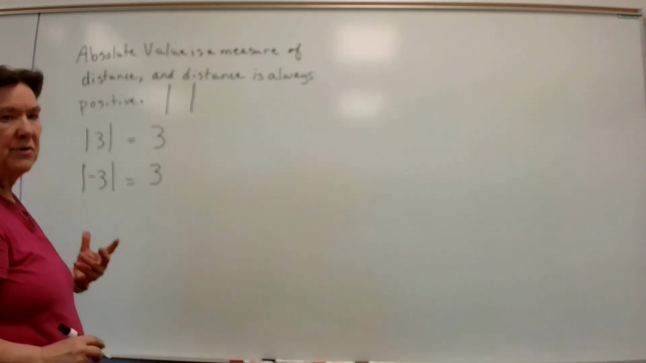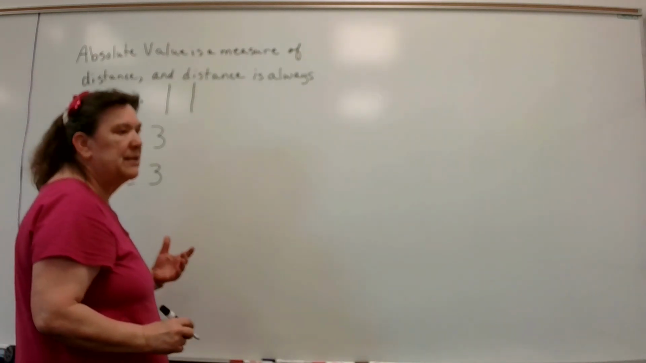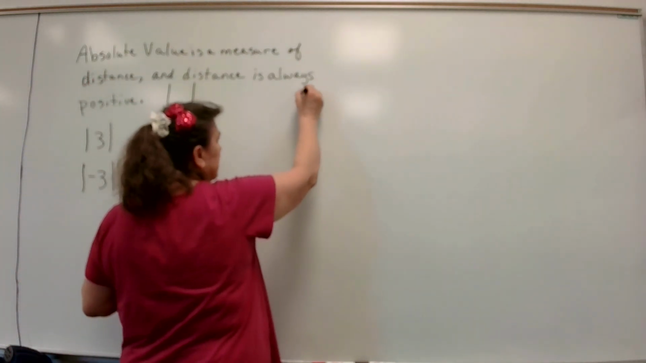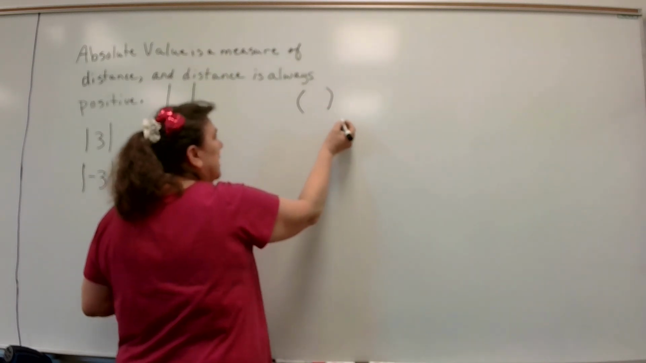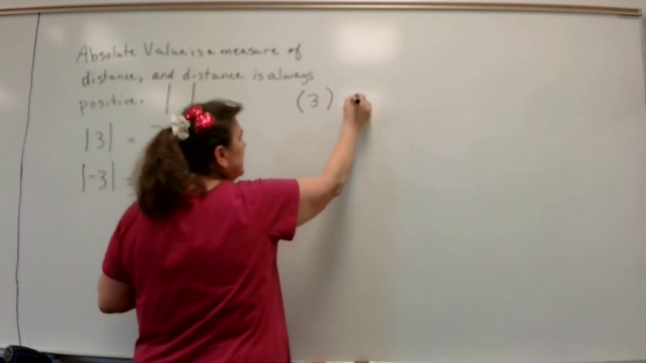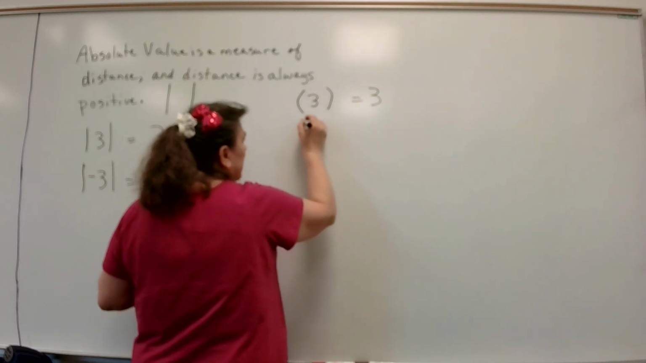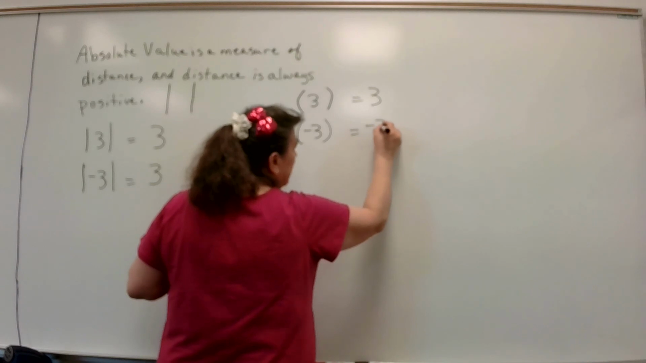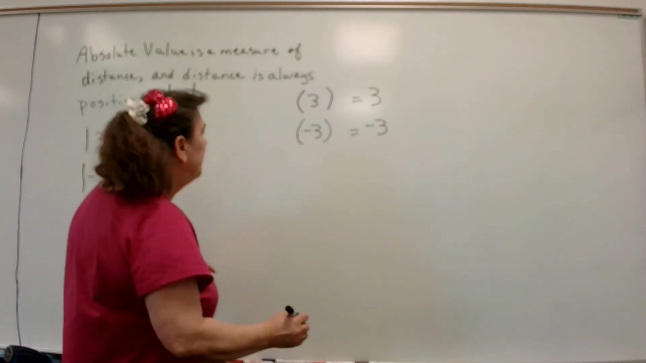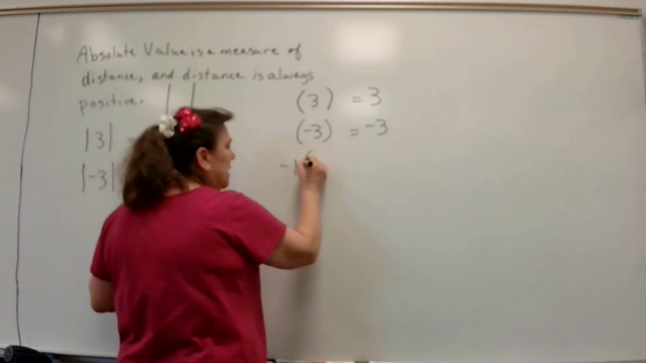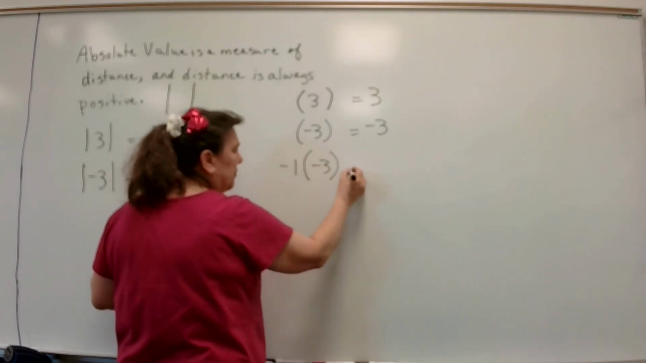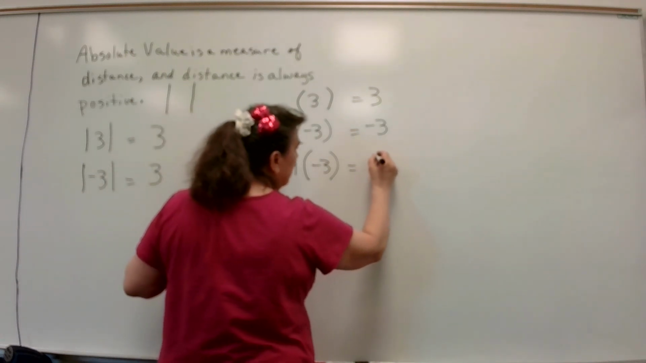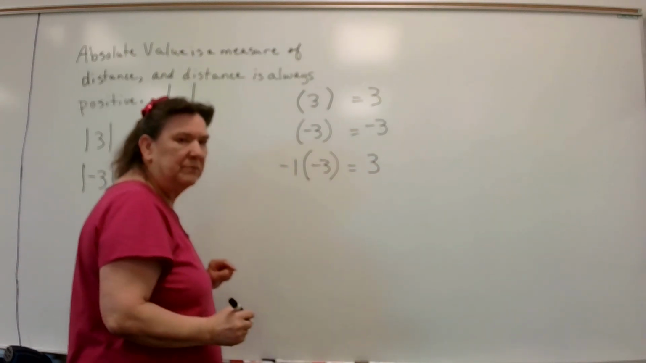Now, one thing you have to understand about absolute value is that it cannot be confused with a parentheses. So if we have a 3 inside parentheses, it is equal to 3. If I have a negative 3 inside parentheses, it is equal to a negative 3. If I have a negative 1 times a negative 3 inside parentheses, a negative times a negative produces a positive, and this makes a positive 3.